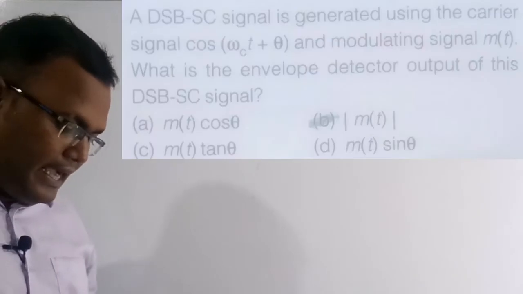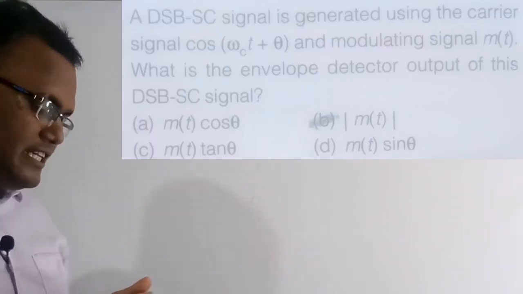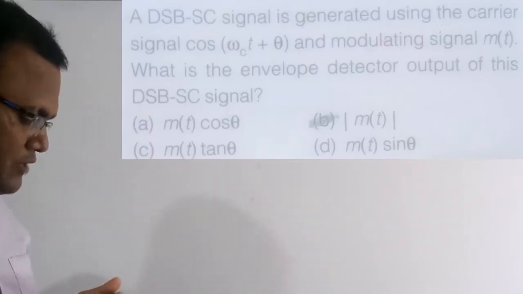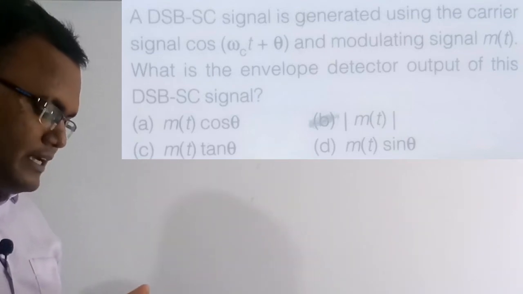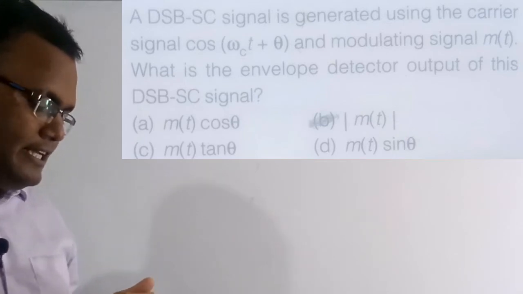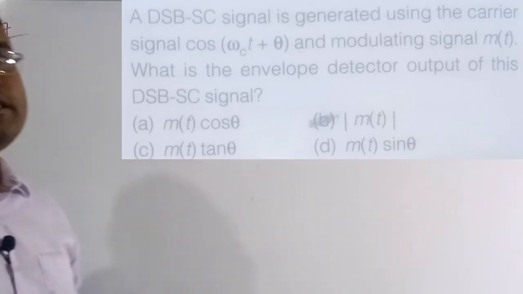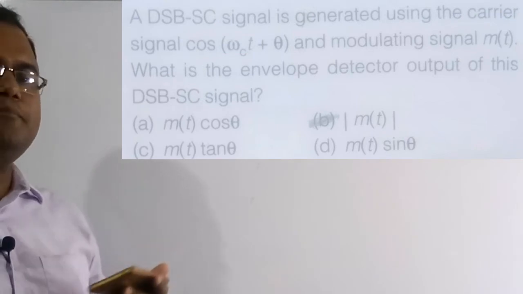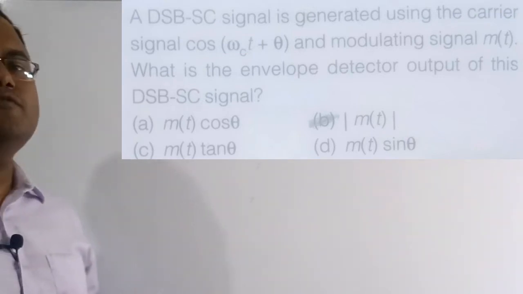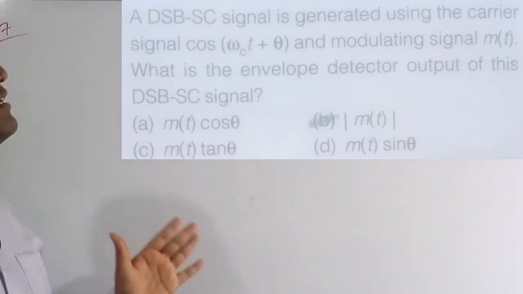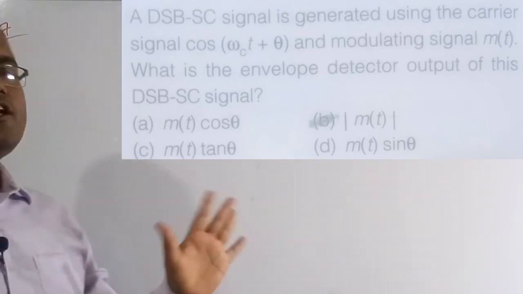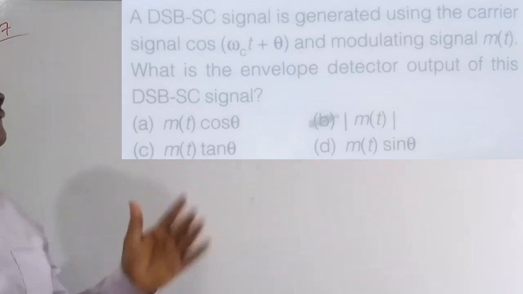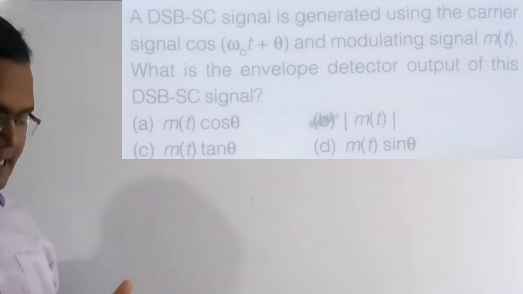Now we are going to solve the 17th question. See the question here: a DSB SC signal is generated using the carrier signal cos of omega ct plus theta and modulating signal m of t. What is the envelope detector output of this DSB SC signal? DSB SC is dual sideband with a suppressed carrier, which means the output waveform does not contain any carrier signal. It has only the dual sidebands, the upper sideband and the lower sideband, present in the output of this dual sideband suppressed carrier.